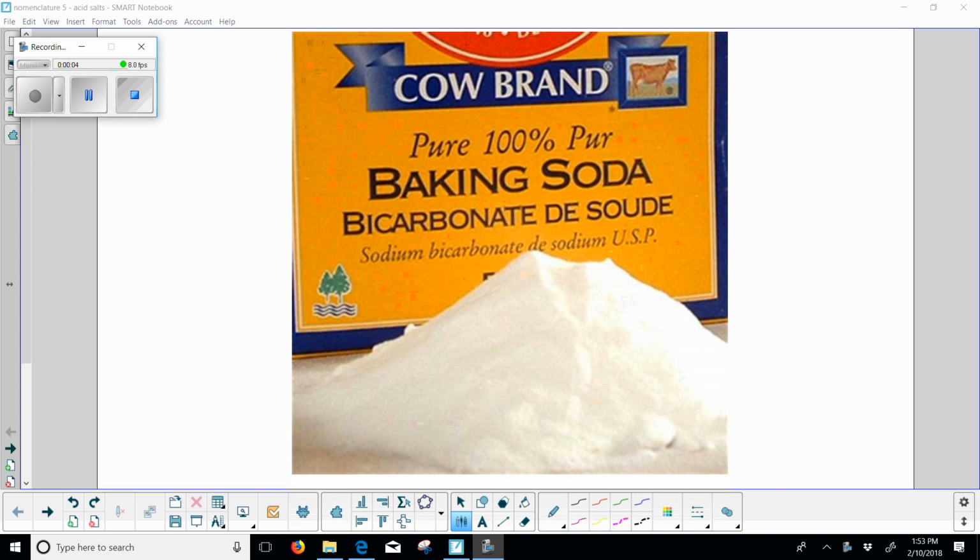In this video, we're going to be looking at acid salts. So what I have here is a picture of baking soda. You might commonly have this in your fridge or somewhere in your pantry at home. And the reason I have this is because it's a great example of what an acid salt is. So an acid salt is something that has a metal, a polyatomic ion, and some hydrogens mixed into it as well. So let's look at how these work.